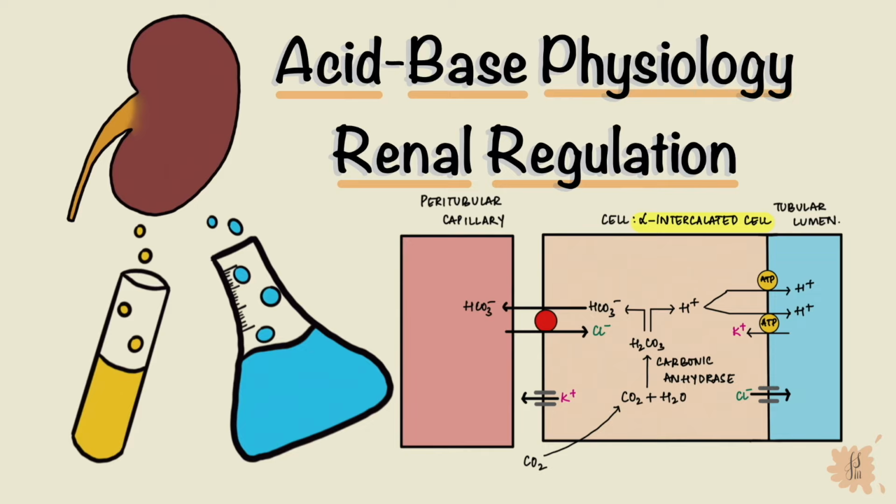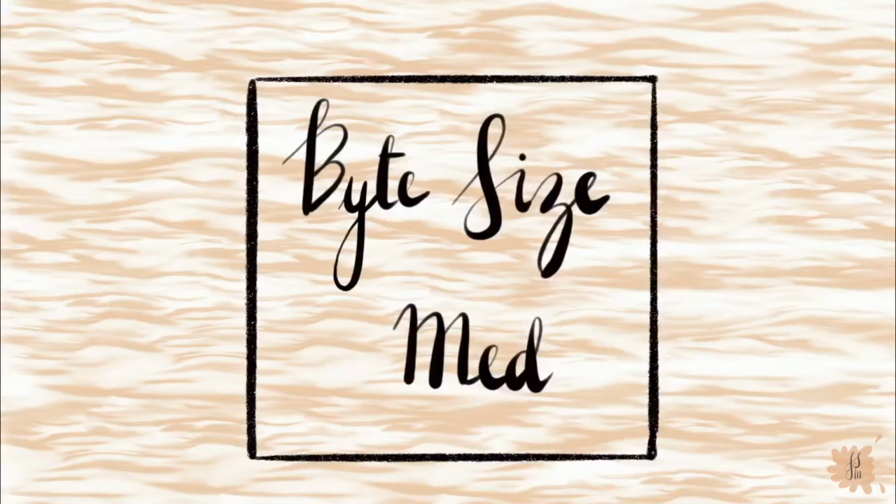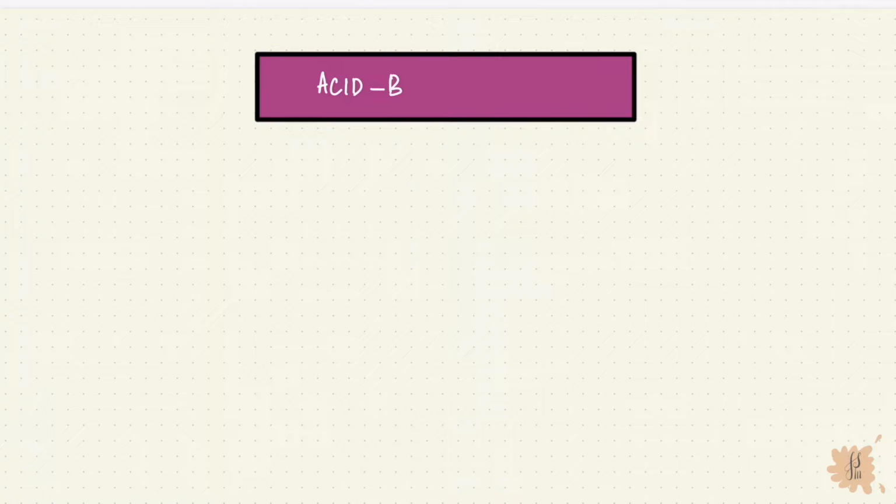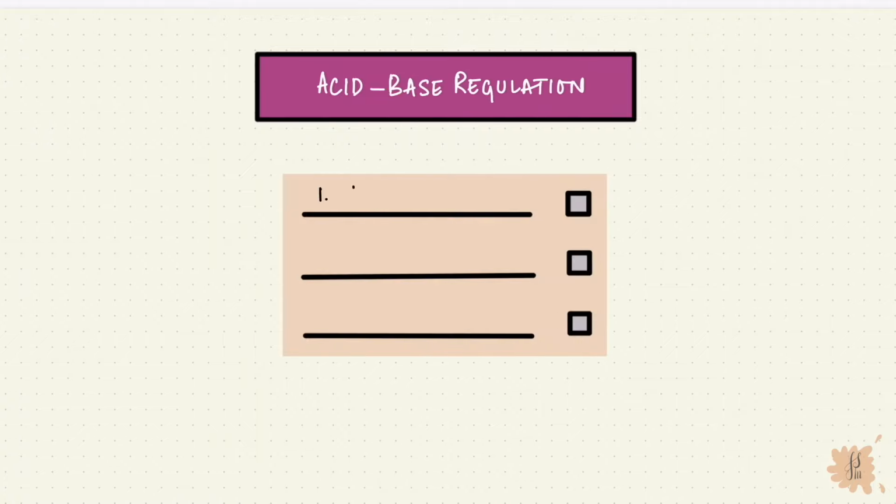This video is on how the kidneys regulate acid-base balance. Just a quick recap. There are three regulatory systems of acid-base balance: buffers, the lungs, and the kidneys.